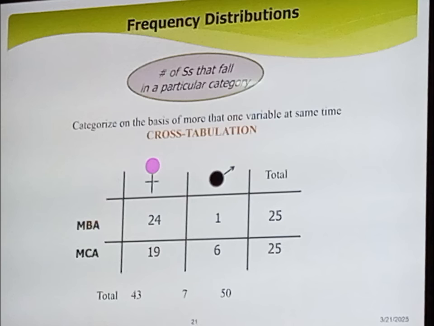So now the actual concept is descriptive statistics. We can use descriptive statistics in three ways in our research. If it is a qualitative research, one is frequency distribution, second one is graphical representation, the third one is summary statistics. Summary statistics means mean, median, mode, and geometric mean, harmonic mean.